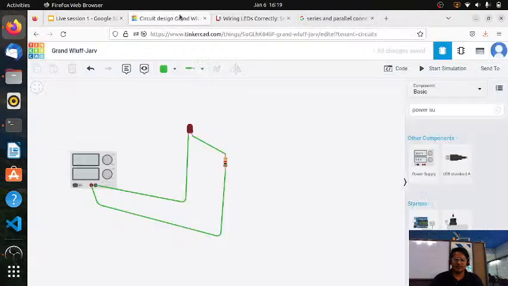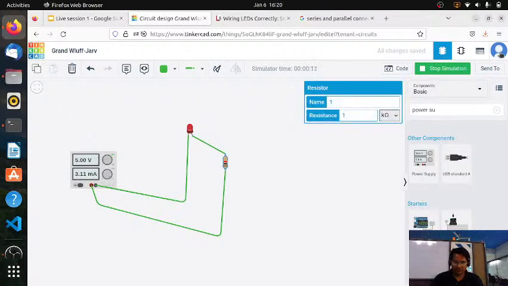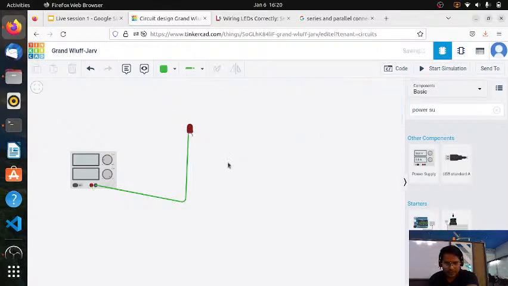Same thing I have done here. Let's do the simulation and let's see how much voltage I am applying here. I am applying 5 volt and the LED is glowing. Let's decrease the voltage. Let's use without resistor. Let's see how much voltage is required to glow an LED.